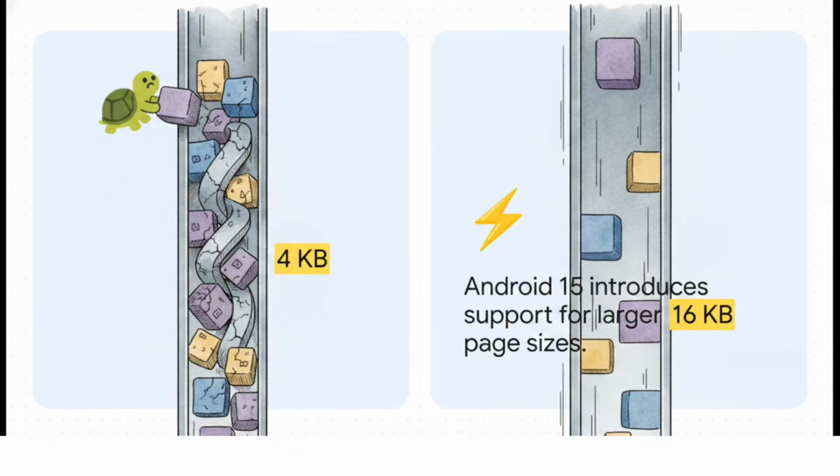Think of it like physical plumbing. A 4 kilobyte page, that's a narrow pipe. A 16 kilobyte page is a much wider pipe. By upgrading the app's architecture to align with these bigger 16 kilobyte pages, data can flow so much faster, which basically stops the app from bottlenecking your shiny new hardware.